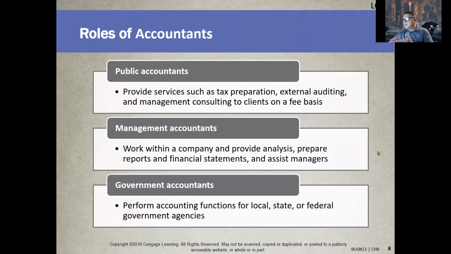And government accountants perform accounting functions for local, state, or federal government agencies. Now, we need to realize that government, the state, federal, local governments, they don't follow the same accounting rules as normal companies do. And so they're allowed a lot of different things that would put the rest of us in jail.